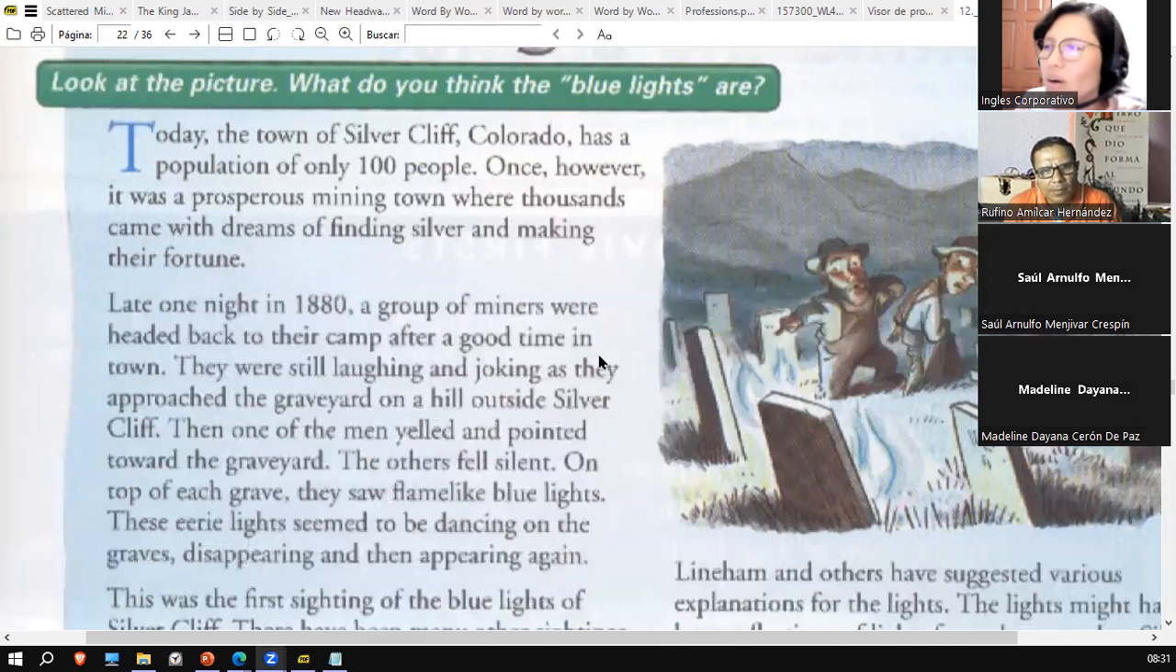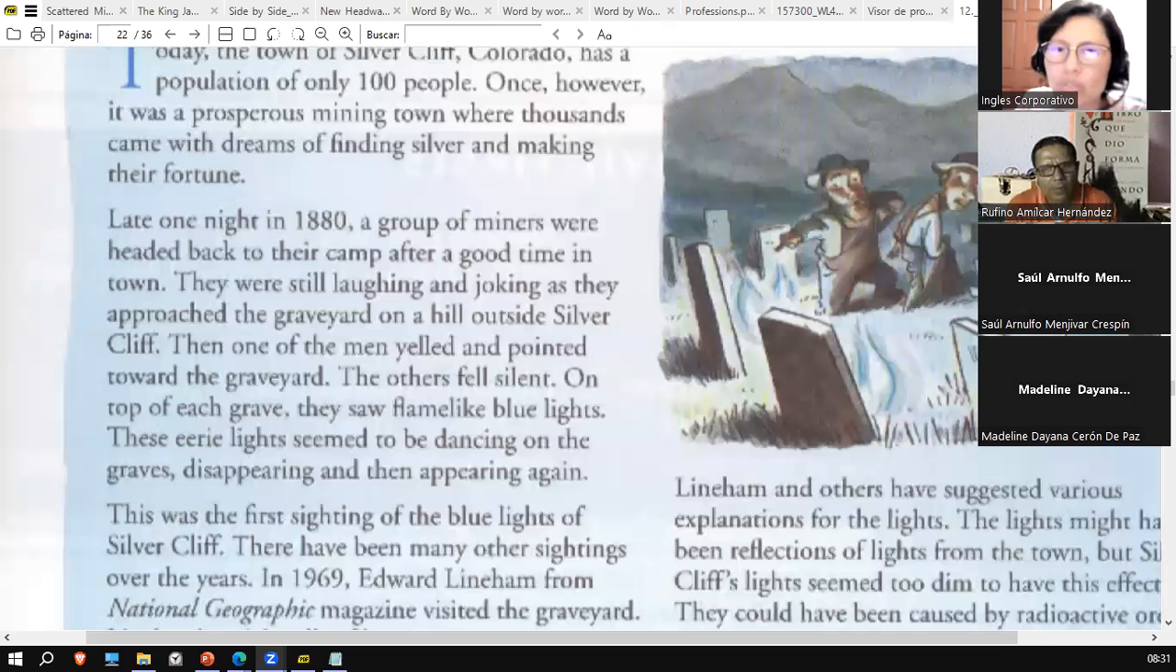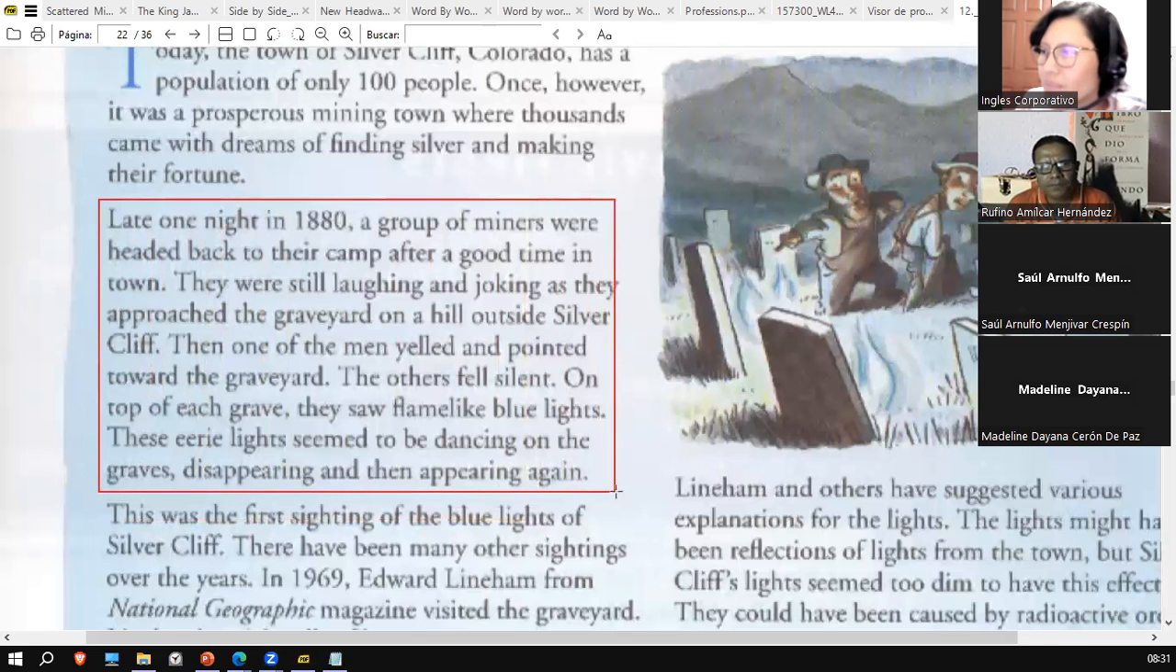Okay. Now let's move on to the second paragraph. Volunteer for the second paragraph. It's this one, okay? Volunteer.